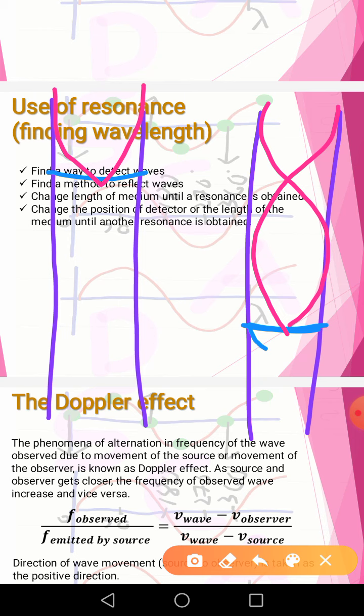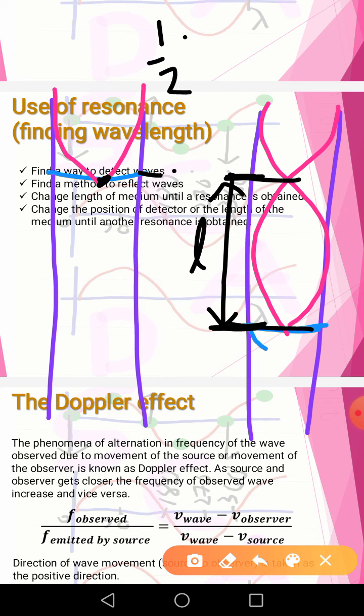So this was the position of the first resonance, this is the water level position of the first resonance, and this is the water level position of the second resonance. Here it was a node and here it was a node. So from node to node, let the length be L. So we can write that half lambda equals L. So lambda equals 2L.